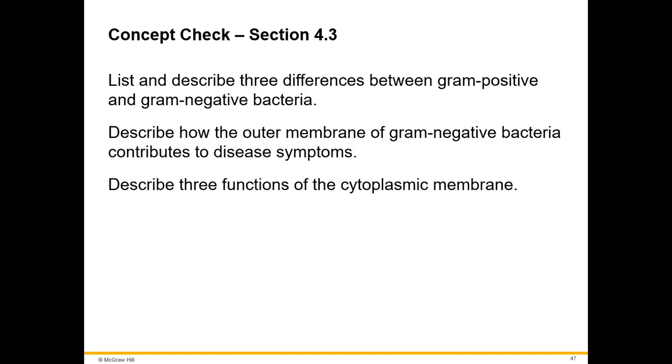The outer membrane of gram-negative bacteria, how does it contribute to disease? It has an endotoxin in it. Throughout this class, we'll talk about virulence factors, and endotoxin is a virulence factor. It is non-specific. It is a resistant toxin, not easily broken down the way other toxins are.